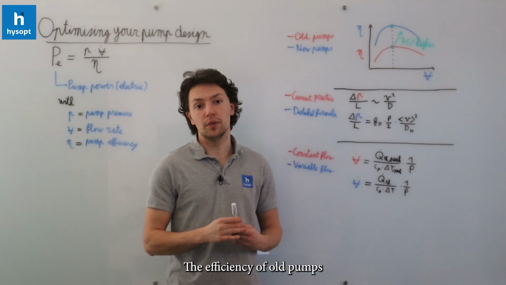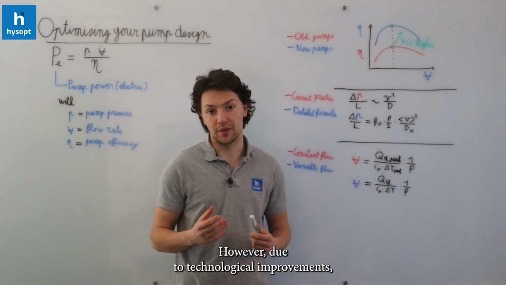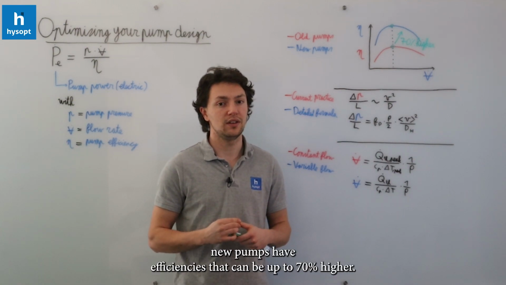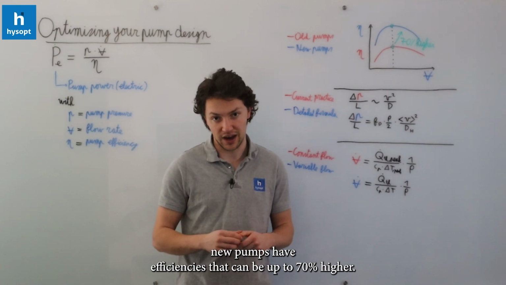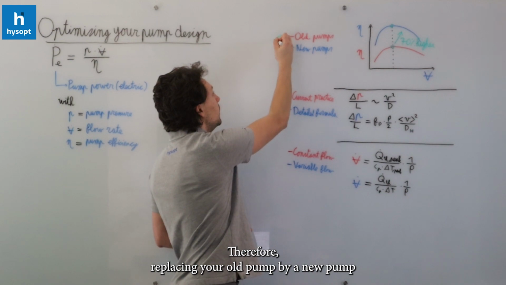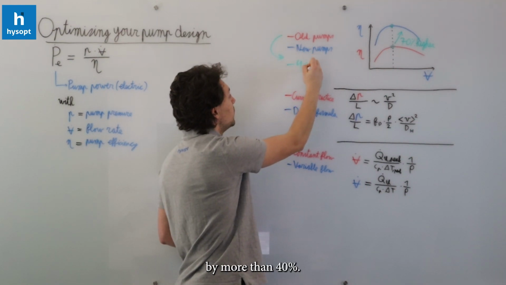The efficiency of old pumps is typically very low, even under 40%. However, due to technological improvements, new pumps have efficiencies that can be up to 70% higher. Therefore, replacing your old pump by a new pump can already decrease your pump energy consumption by more than 40%.